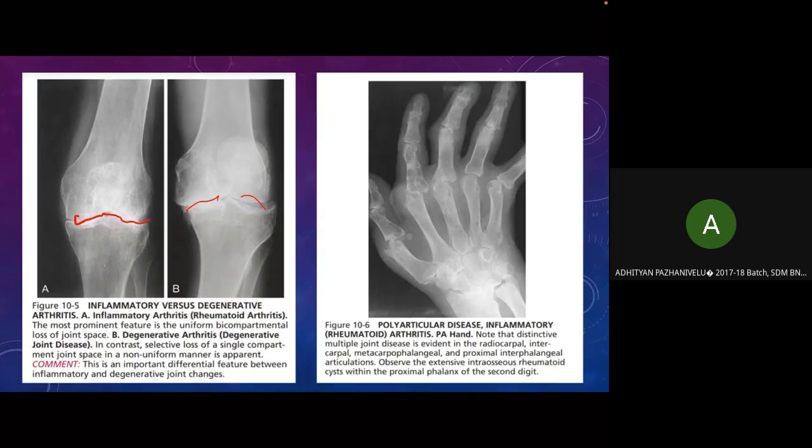This is another disease, rheumatoid arthritis, that is commonly seen where multiple joints are involved, usually bilateral, with increased complaints in the morning, and family history may be there. Such things are common in rheumatoid arthritis.